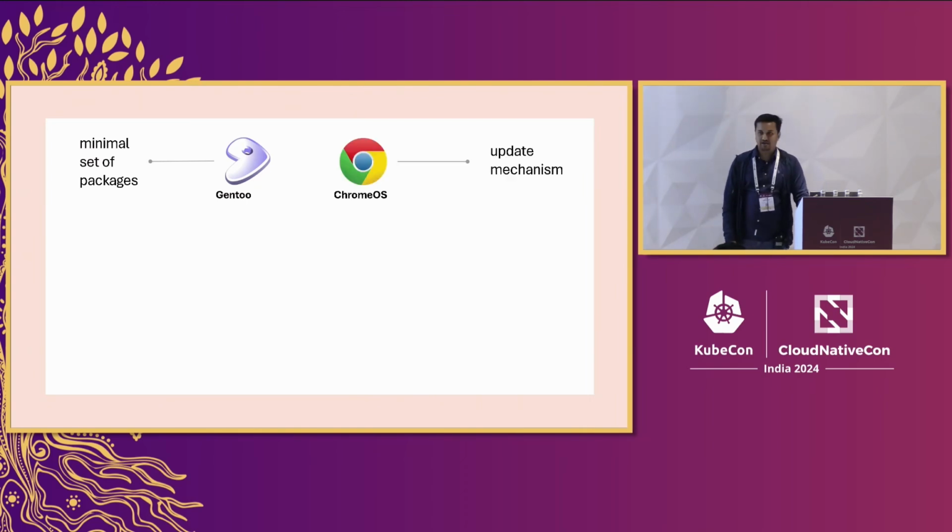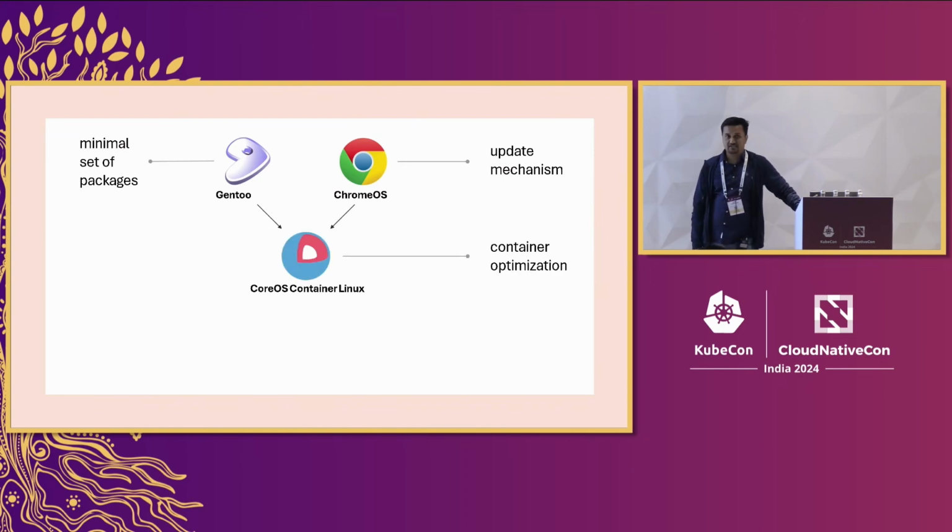And then there comes the CoreOS. So CoreOS was based on Gentoo. It was built to use the features of the update mechanism that CoreOS has, and that's what Container Linux used. So CoreOS back in the day used these two technologies, Gentoo and CoreOS, to build Container Linux, and that's where the story starts to emerge.